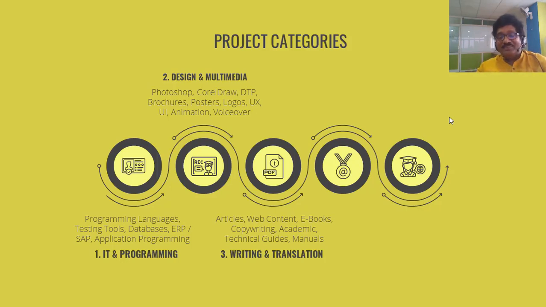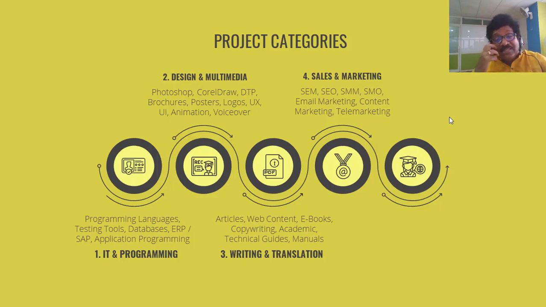And now let's continue. The next category is called sales and marketing. Now this is to do with online sales and marketing, like for example internet marketing, digital marketing. That is where we have projects related to SEM, search engine marketing, SEO, search engine optimization, SMM, social media marketing, SMO, social media optimization. We also have projects related to email marketing, content marketing, telemarketing. Everything related to sales and marketing is part of this category.